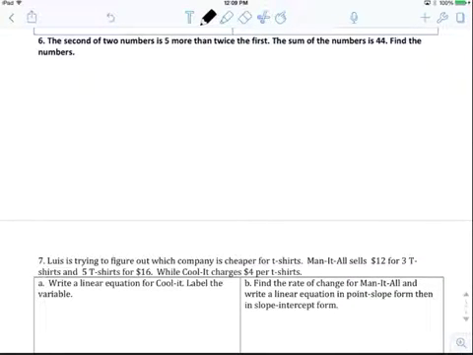Okay, the second of the two numbers is 5 more than the first number. So let x equal the second of the two numbers. So x, let x be the first number.